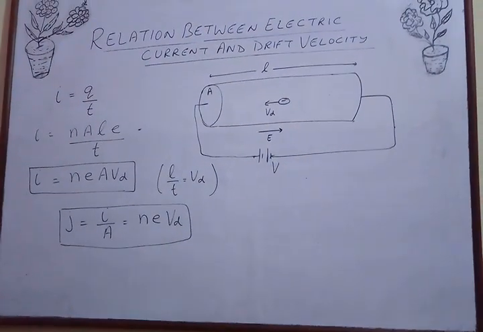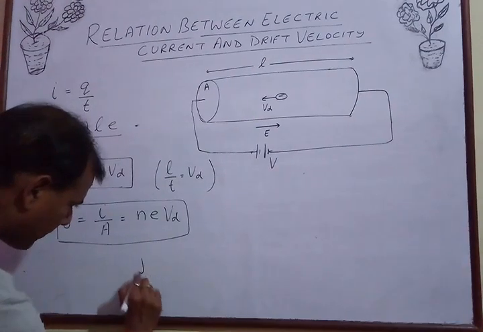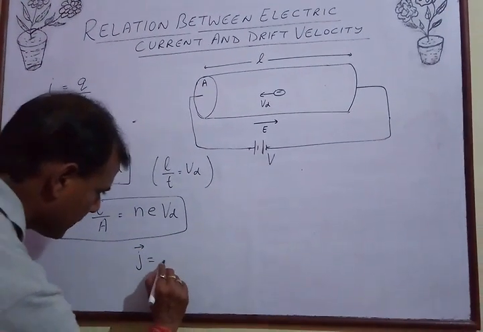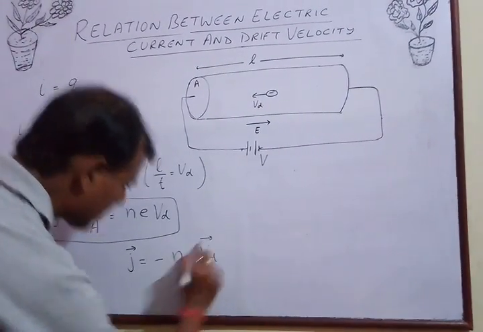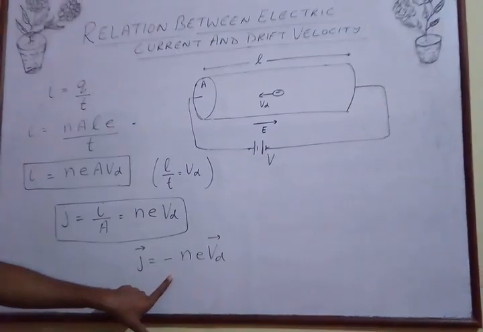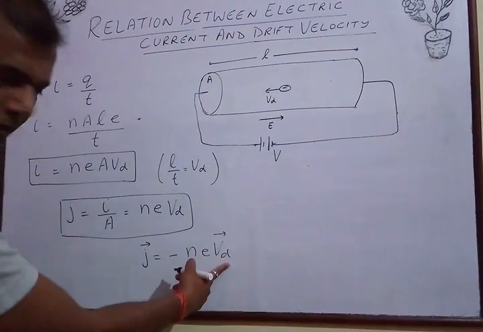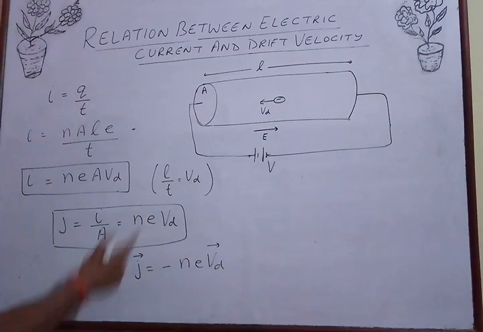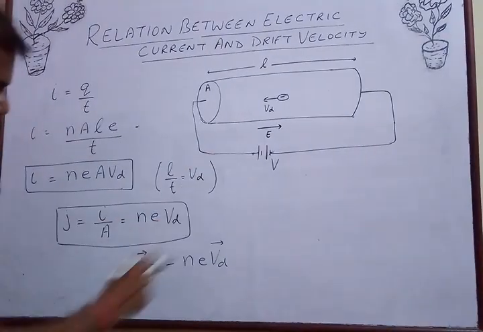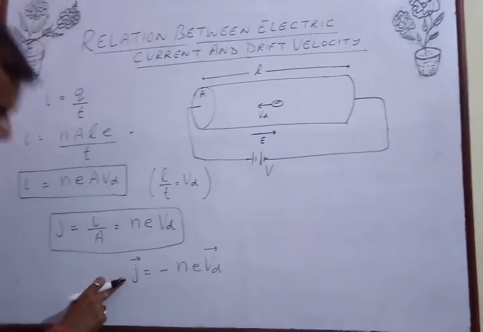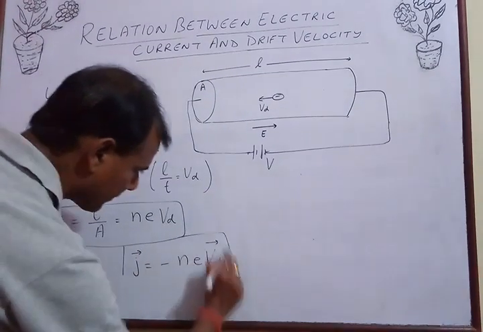Sometimes they ask you for the vector expression, because current density is a vector quantity. In vector form, J is equal to minus neVd. Now this is very important. Why have we taken the minus? It is because the direction of current density is opposite to that of drift velocity. Current density is the direction in which current flows, and drift velocity is the direction in which electrons move. It's the opposite. So the direction of J is opposite to that of Vd. This is your current density in vector form.